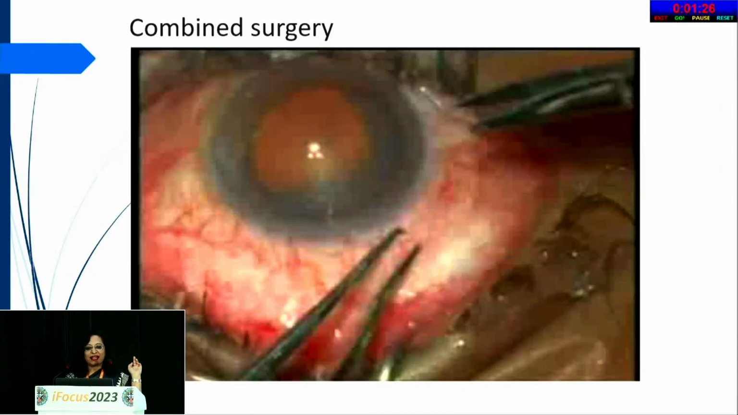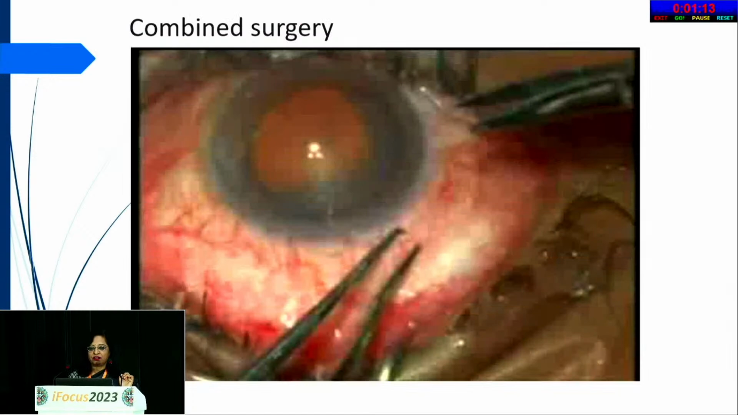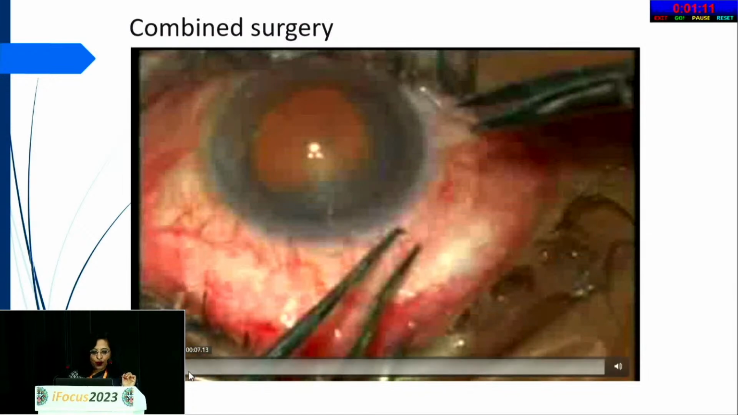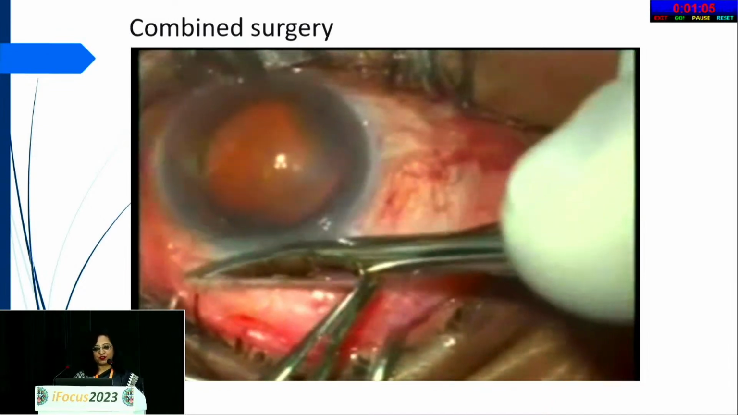And I did a combined surgery for this patient later on, which I skipped. And this is the post-op photograph. So this patient is doing well, having a 6/9 vision. So you can salvage NVG patients if you treat them in time. Because I have time, I can show my video of combined cataract plus glaucoma surgery in this patient.